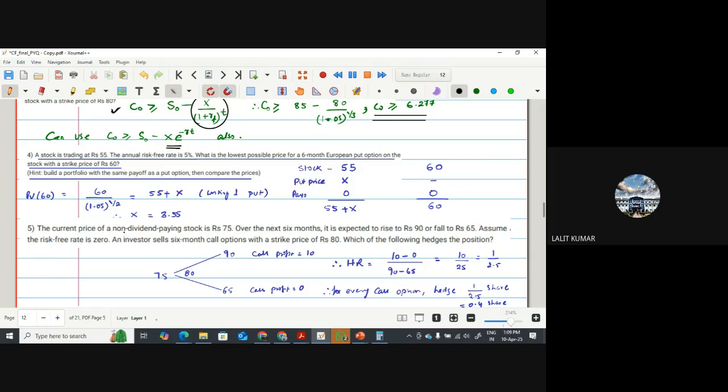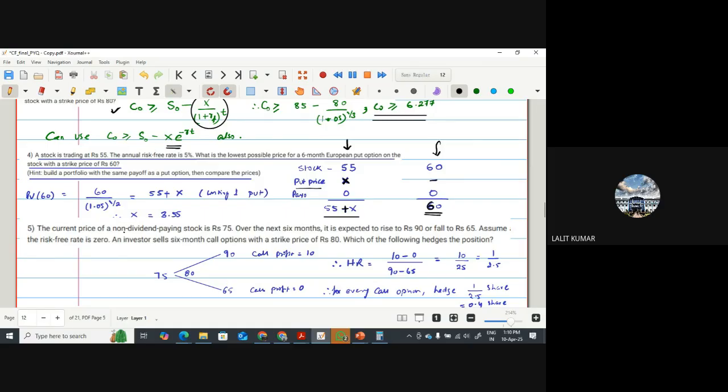Okay. Question number 4: a stock is trading at rupees 55. The annual risk-free rate is 5%. What is the lowest possible price for a 6-month European put option on the stock with a strike rate of rupees 60? So remember, for the put option, you have to consider the scenarios. For example, the first scenario is rupees 55 and the put price is, for example, X. You have sold, for example, one put. So your present portfolio is 55 plus X. Now for rupees 60, you don't have to pay anything because it has not gone. So your value becomes 60 after 1 year.